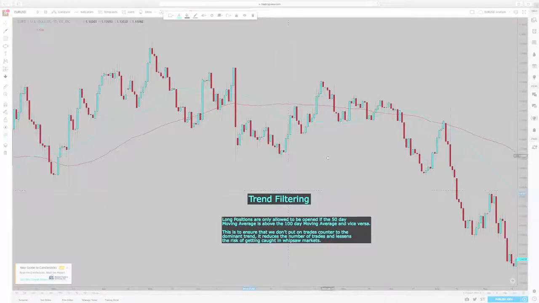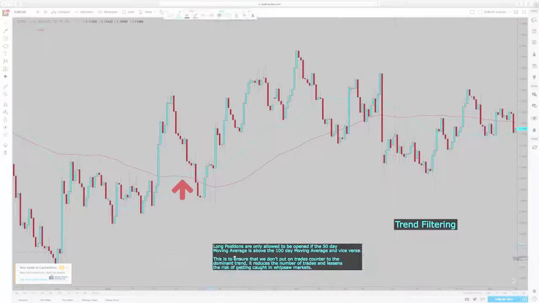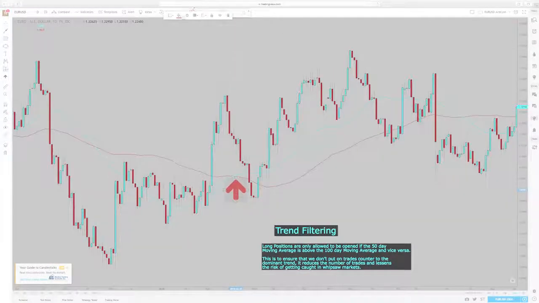Okay. So long positions are only allowed to be open if the 50-day moving average is above the 100-day moving average and vice versa. So long positions means I'm buying. So where am I buying? Right here. Let's move this. And let's look. Why am I buying? Because my 50-day moving average is above my 100-day moving average. So that means I can look to open long-term buy positions.